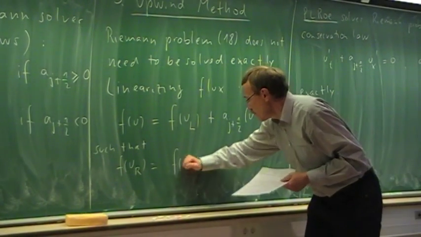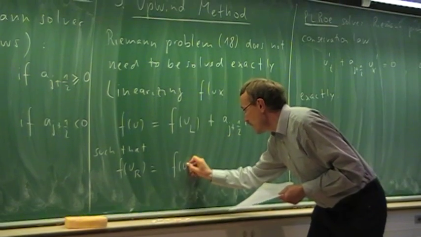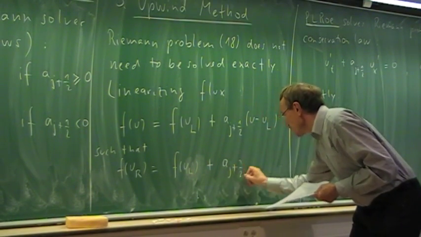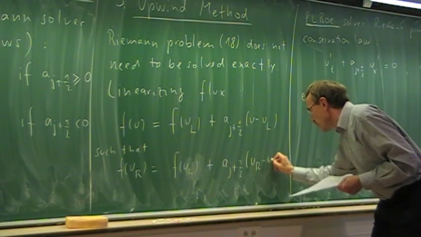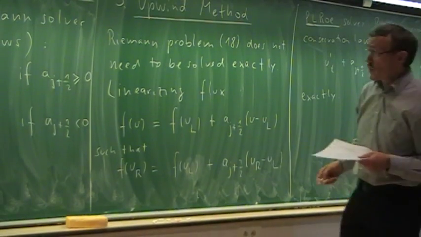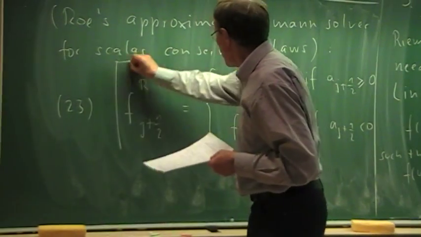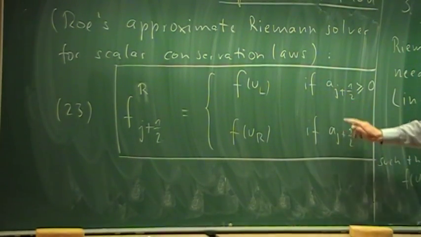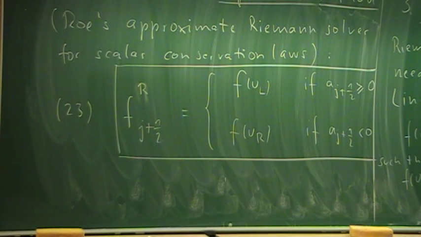So let me write it here a little bit better. So F of UL plus AJ plus 1/2 U right minus UL. So then it becomes clearer. So that is then determining from where the wind is blowing. And now we have, that is the main point, to determine this characteristic speed, which determines the sign. And that we do by using this condition here.